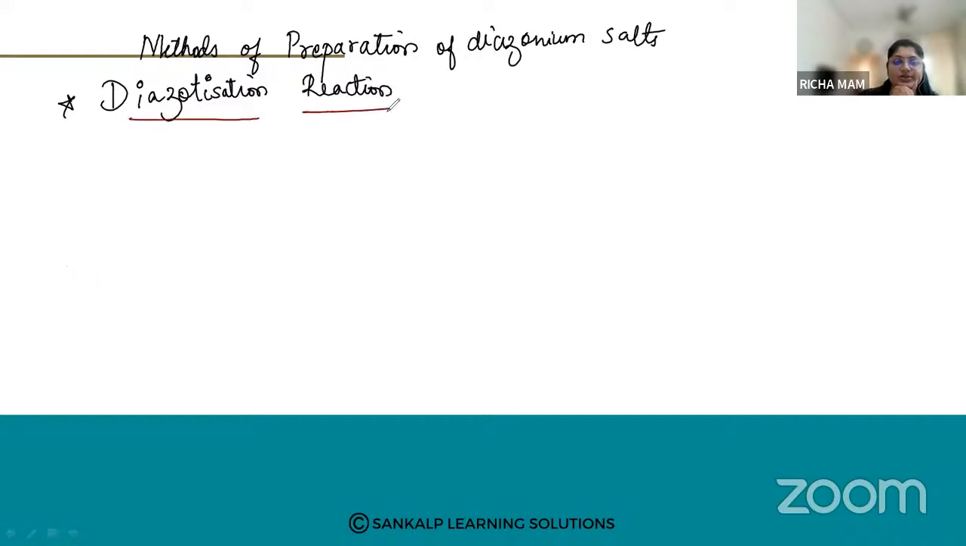So next, we are going to discuss the methods of preparation of diazonium salt. First is the important reaction, that is diazotization. Mark this as important, students. This is very important from the exam point of view. Diazotization reaction. So what is the reaction?